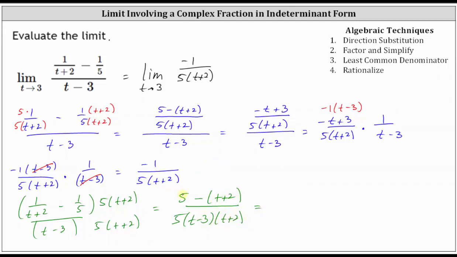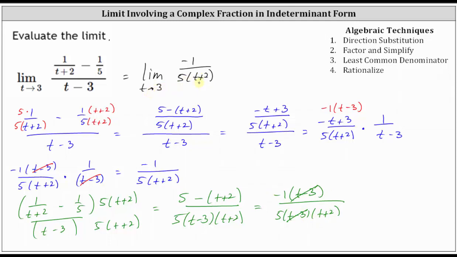Simplifying in the numerator here, we know that 5 minus the quantity t plus 2 is going to give us negative t plus 3. If we factor out the negative 1, we are going to have negative 1 times the quantity t minus 3, just like we had above. So we would have negative 1 times the quantity t minus 3. In the denominator, we still have 5 times the quantity t minus 3 times the quantity t plus 2. And just as above, t minus 3 divided by itself simplifies to 1, leaving us with the same result of negative 1 over the product of 5 and t plus 2.